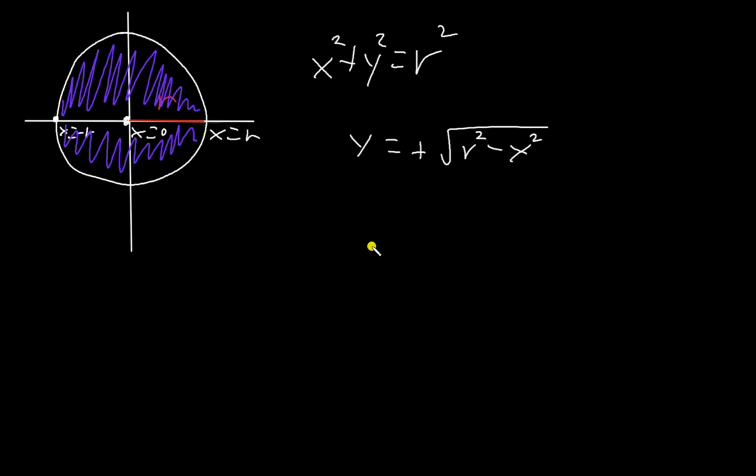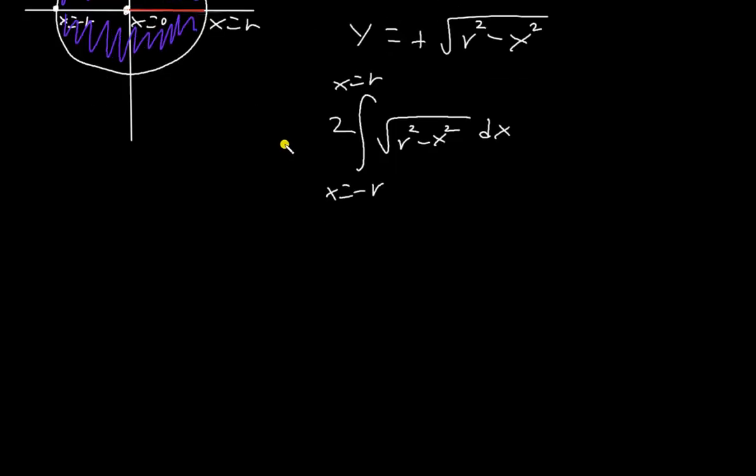So now we just have the plus, and then like I said before, we're going to take this, integrate it from negative r to r, and then double it, right? So we will integrate this from x equals negative r to x equals r, and then so we're integrating square root of r squared minus x squared dx, and then we are doubling it. So this is the main integral that we're going to use to find the area of a circle.